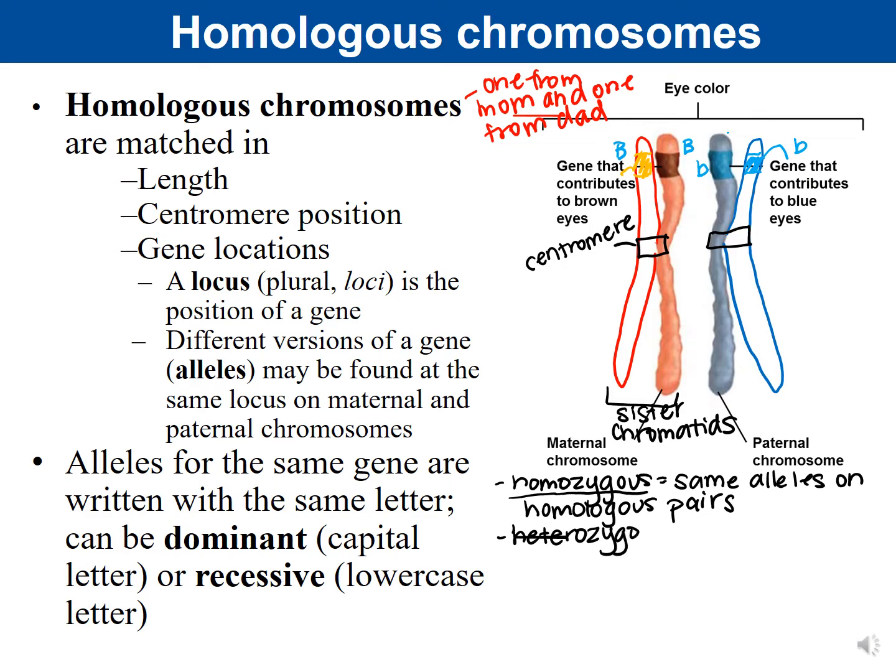So heterozygous refers to different alleles. So in this example that we're looking at, this individual we would say is heterozygous because they have two different alleles.